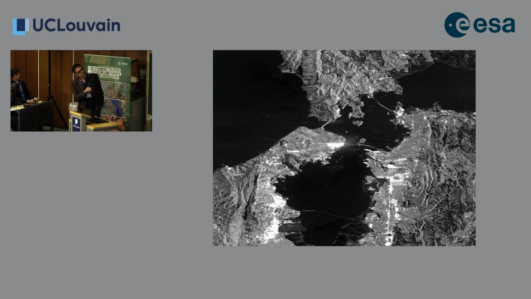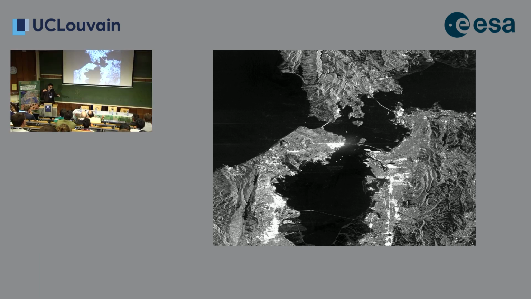We see the San Francisco airport here, which is very dark, and that is because here we have a long wavelength. It's very smooth. The tarmac of the airfield is very smooth, so it acts like a mirror.